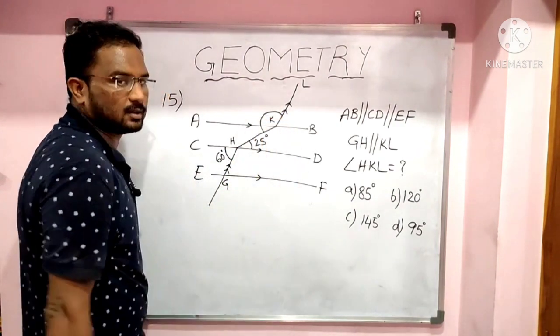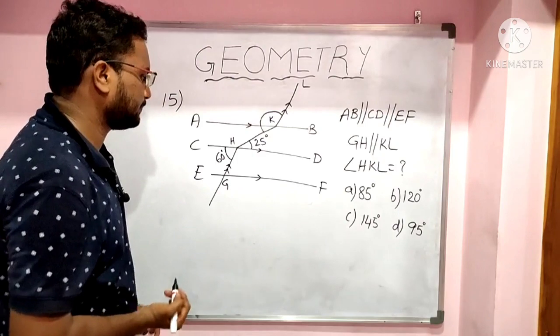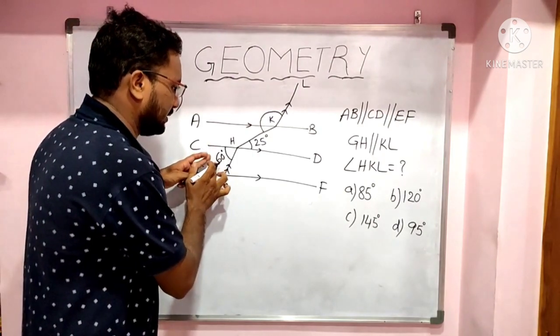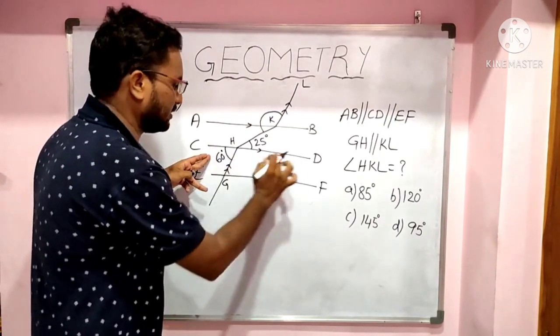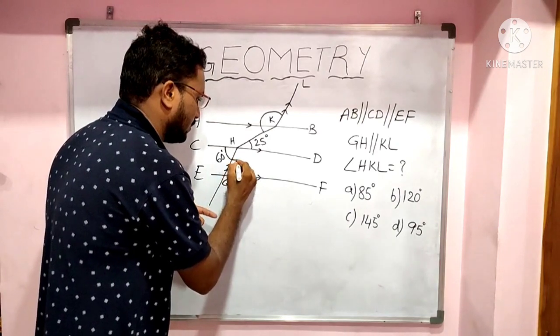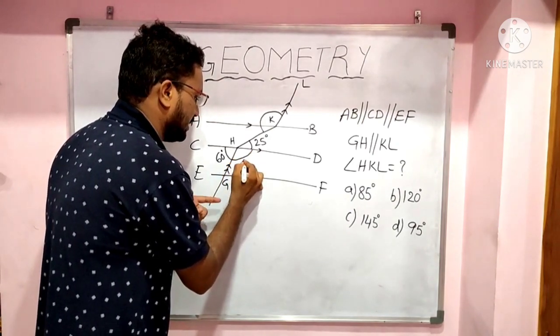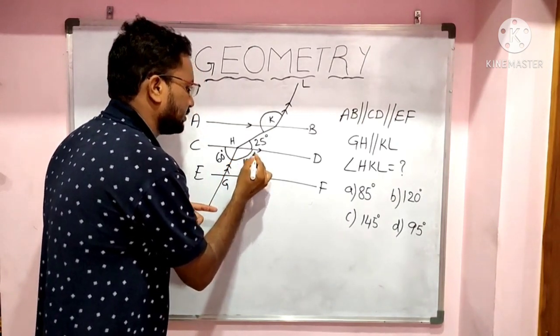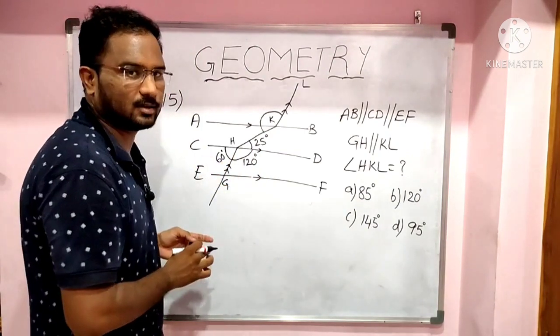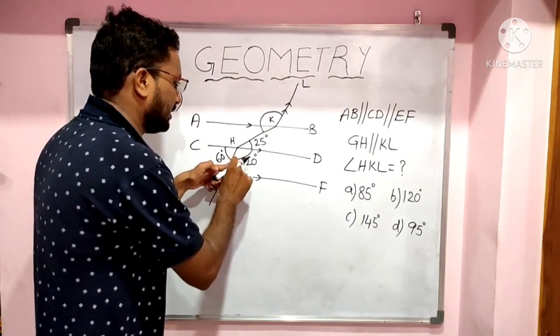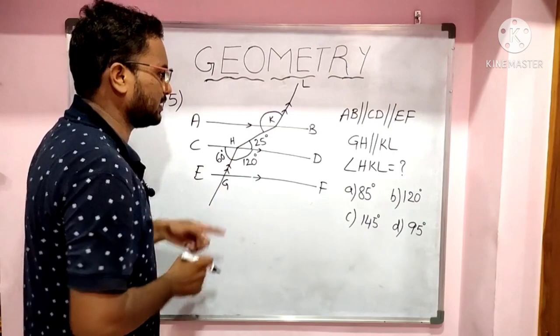We need to find this angle. Okay. So first of all, this is 60. This is a straight line, so this will be 120. This angle is 120 degrees because it is a straight angle. So this total angle is 120 plus 25, 145 degrees.